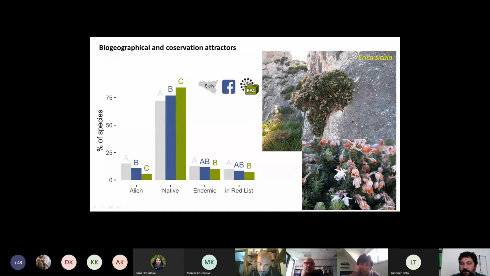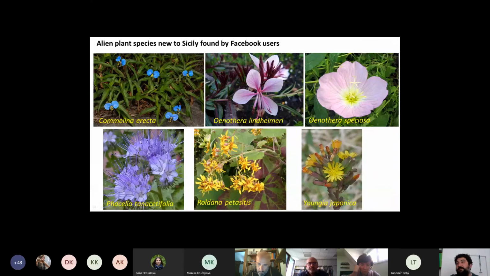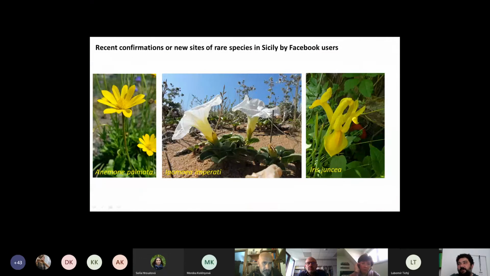But what is incredible is that in the Facebook group, the users found 7 new alien species for the Sicilian flora. Here there are some examples, and also through Facebook there was the recent confirmation or new site of rare species in Sicily, like Anemone palmata, Ipomoea imperati, Iris juncea.